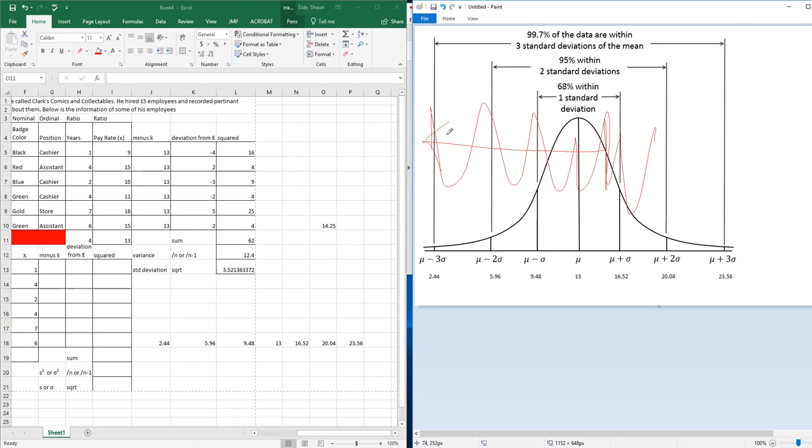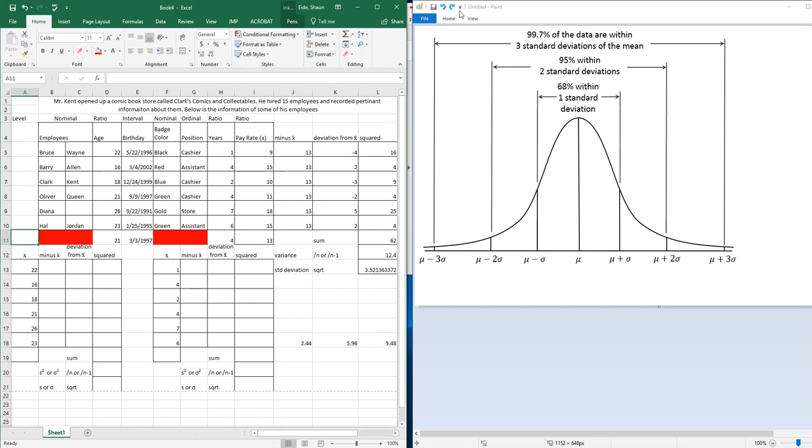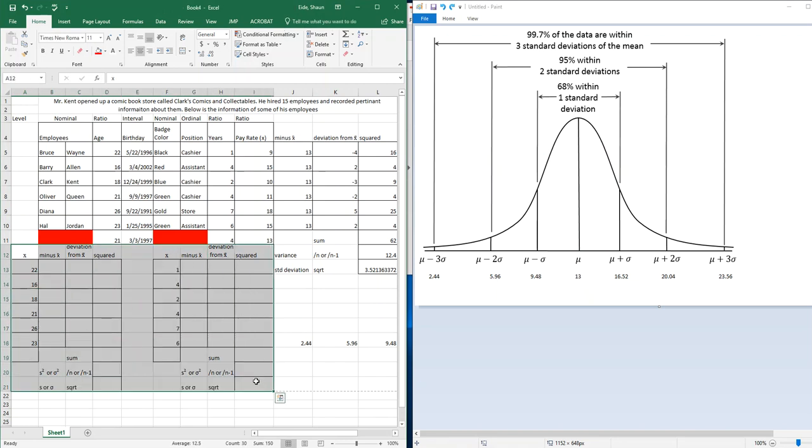Okay. So let's go back over here for a minute to the worksheet. Down here, I have given you the ability to work out the ages and also the years that they have been employed. So you can work on that on your own time and just practice it. Make sure that you know what you're doing, and practice calculating the variance and the standard deviation.